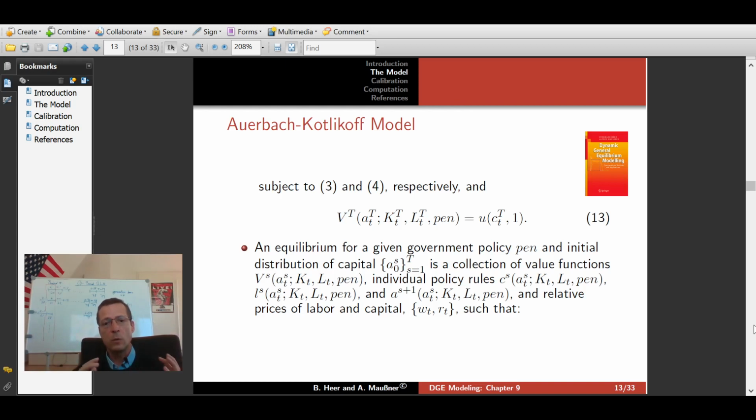And the book of Stokey, Lucas with Prescott tells you when this equivalence holds. In all the models that we will consider here, this equivalence holds. So we have 2 ways to solve it, and this will be the way we apply in this video. The direct computation, where we solve the nonlinear first order conditions, and the second way, the value function problem, where we solve this dynamic program as specified in equations 12 and 13.